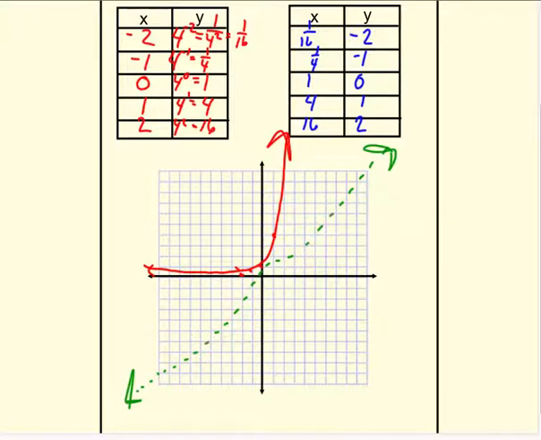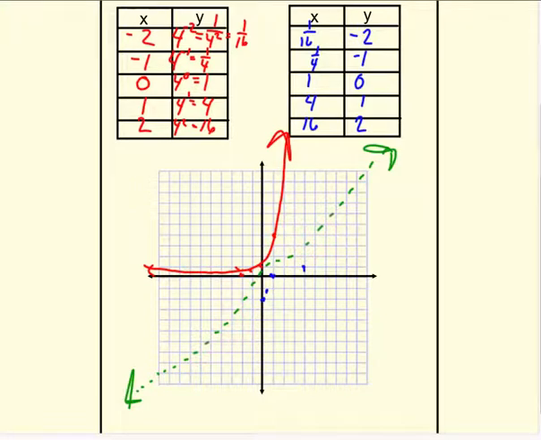So we have 1/16, -2, about there, not on the x-axis, the y-axis. 1/4, -1, 1, 0, 4, 1. And then again, the 16/2 doesn't fit on our graph.